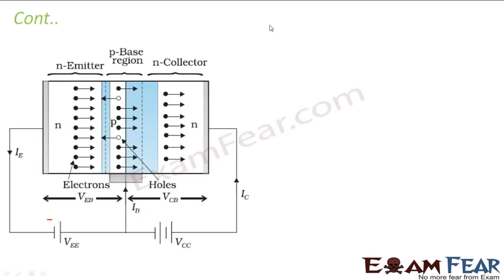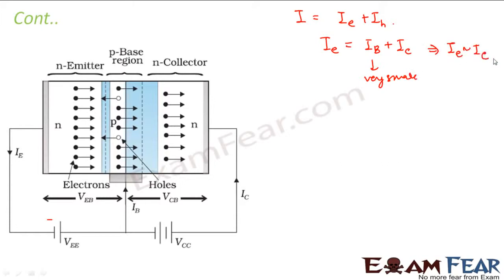So the total current will be equal to the electron current plus the hole current. Now whatever electrons enter the base region, very few of them will recombine with the holes present in the base region, and the rest of them will go to the collector region. So IE is equal to IB plus IC. Now IB being very small, we can say that IE is approximately equal to IC.